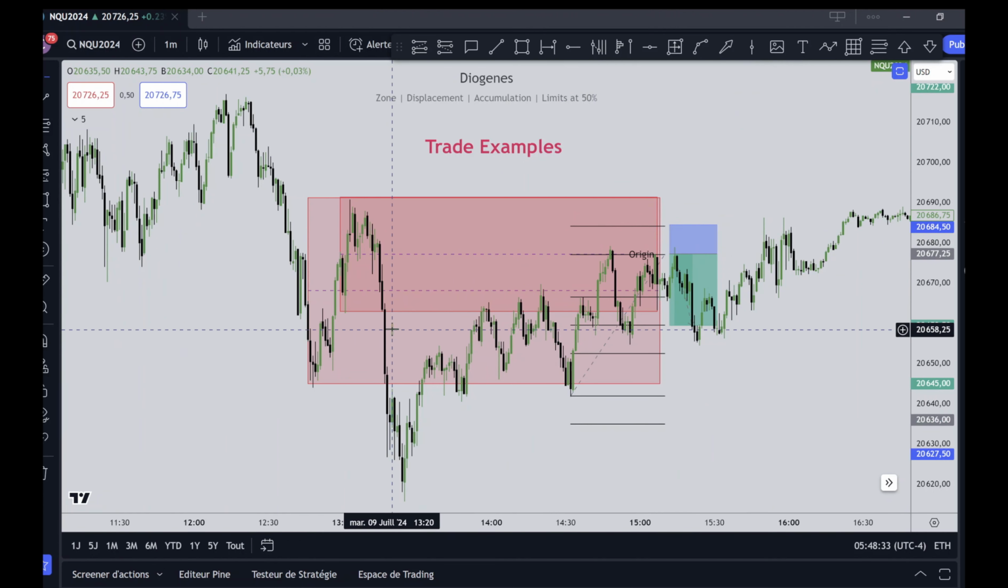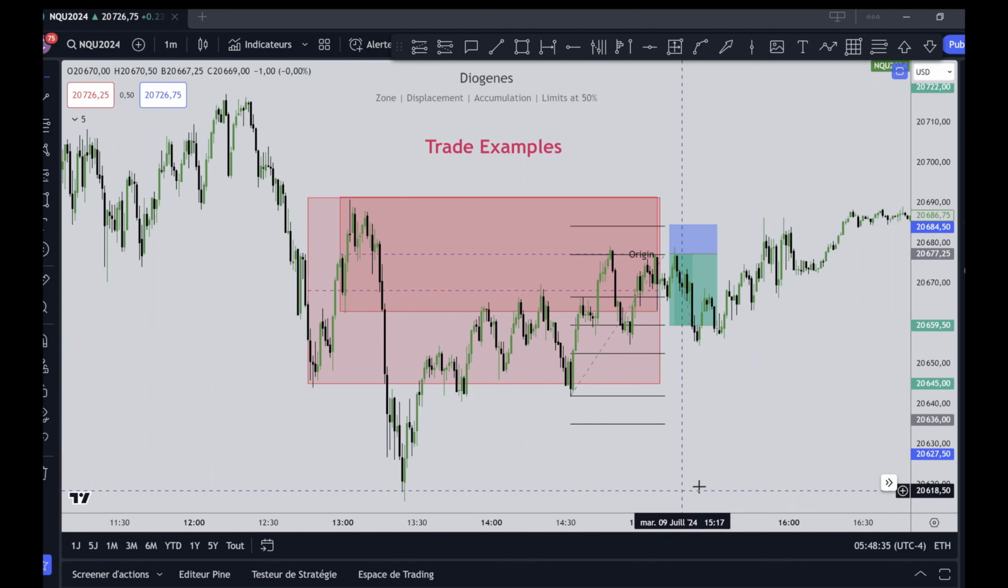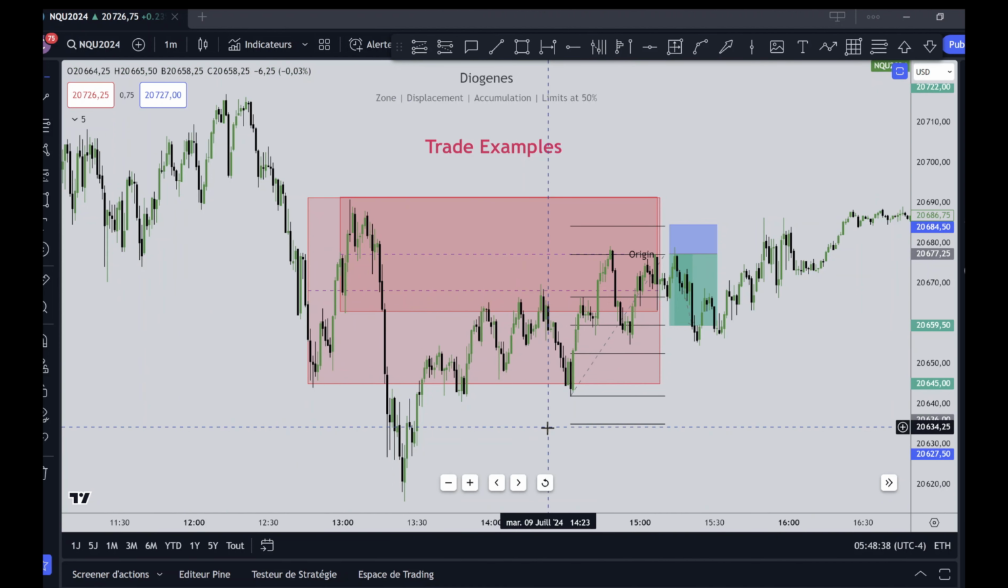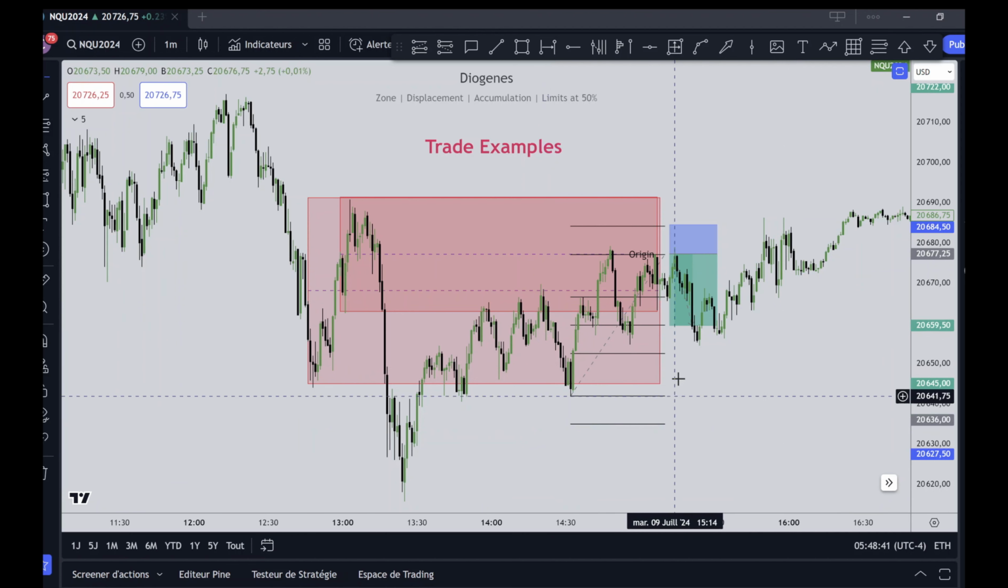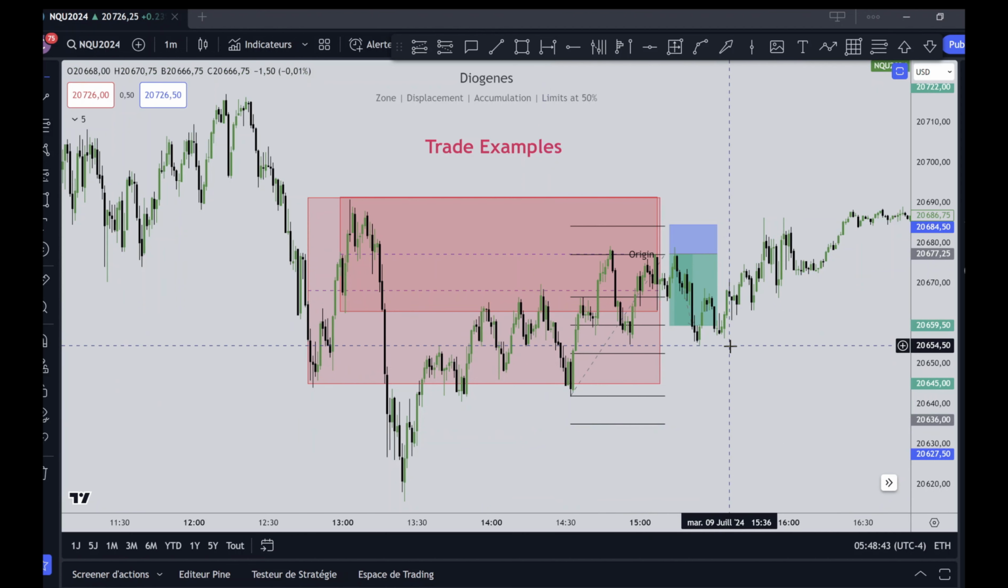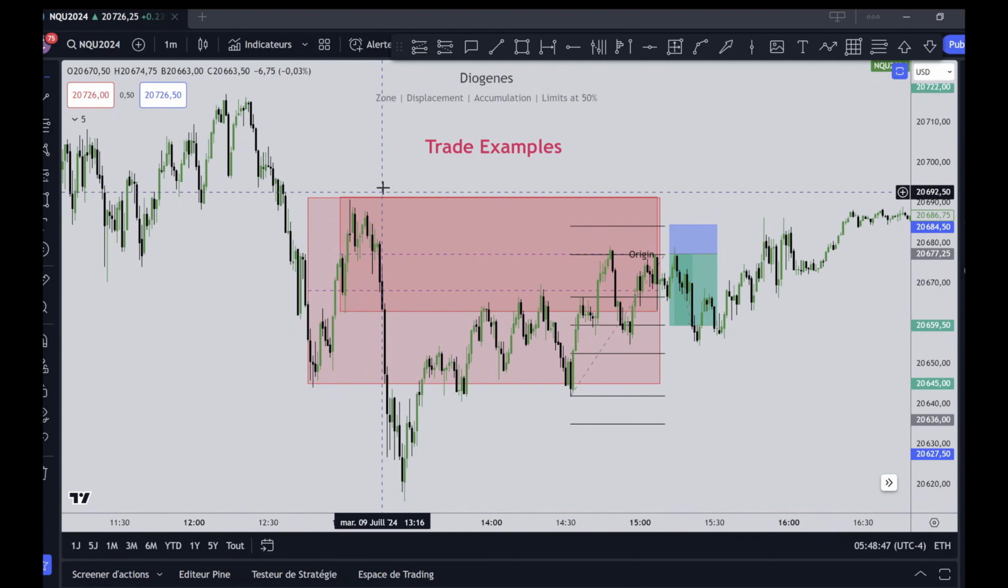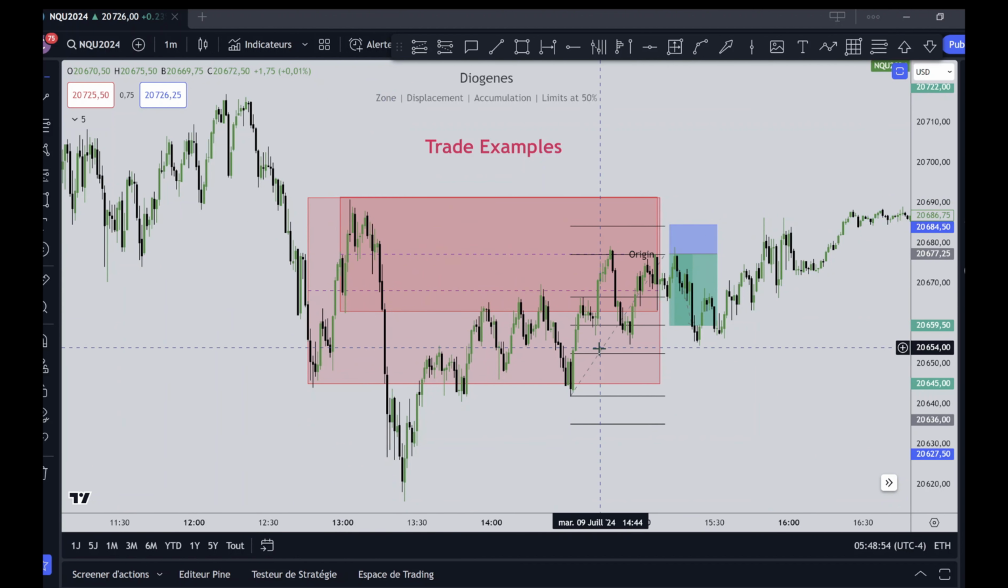Here's a recent trade I took using the glitch. Watch how I identify the origin of the move, apply the ZIL model for a precise entry, and manage the trade. Here we had this bearish zone. We closed under. So I identified the origin and waited patiently for price to come back to my 50%.